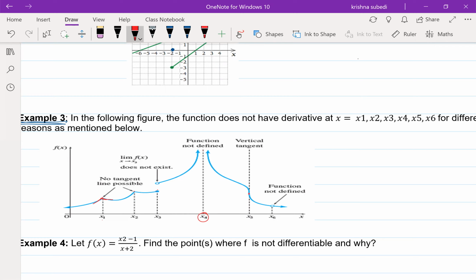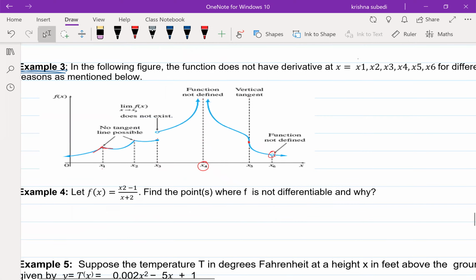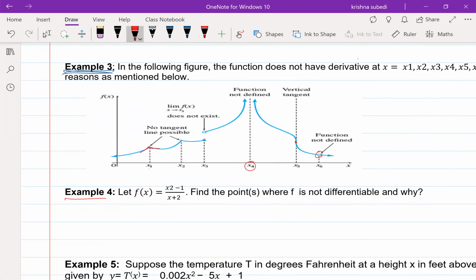And at x5, again, the tangent line is a vertical line, therefore the derivative doesn't exist at that point. And here again the function is discontinuous at x equals 6, so the derivative doesn't exist. Now one simple example, okay?